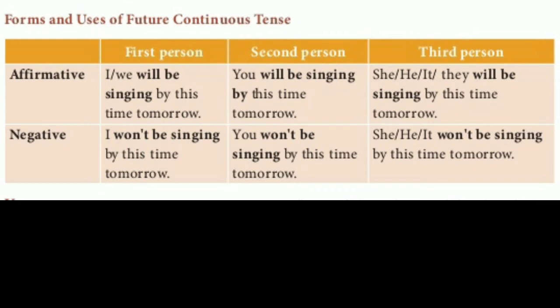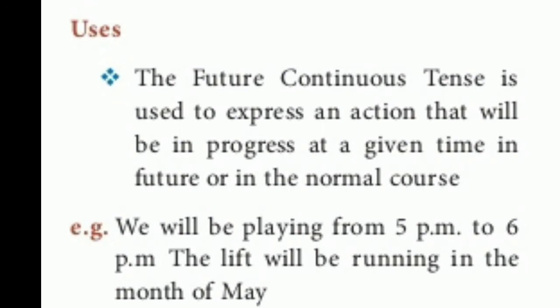Second one, you will be singing by this time tomorrow. He or she or it or they will be singing by this time tomorrow. Negative one, I won't be singing by this time tomorrow. You won't be singing by this time tomorrow. He or she or it won't be singing by this time tomorrow. Okay, children? Now let us see the uses.